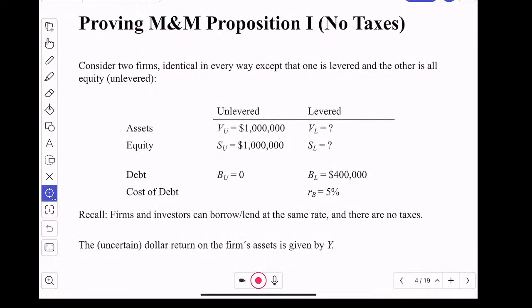So we're just going to say the yield to maturity of the debt is 5%, a period. All right. So keep in mind that firms and investors can borrow and lend at the same rate, and there are no taxes. This is another assumption that I've already mentioned, but I want to reiterate that the firms are the same. They're identical in every way. So they both have the same dollar return. Okay, so the firm assets have the same dollar return.